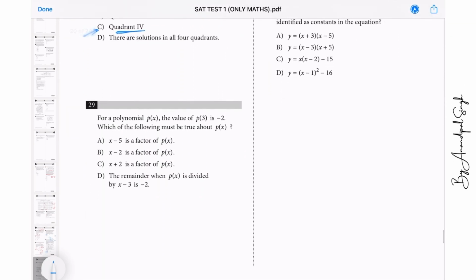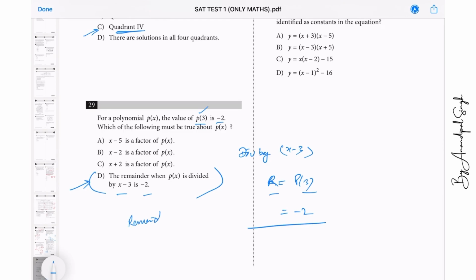For a polynomial p(x), the value of p(3) is equal to minus 2. What is p(3)? It means when you divide a given polynomial by x minus 3, the remainder is p of 3. Dividing by x minus 3, the remainder r comes out to be p(3), which is minus 2. So the answer will be this one: the remainder when p(x) is divided by x minus 3 is minus 2. Recall the remainder theorem. In my next videos or in my previous videos, you can easily find what a remainder theorem is.